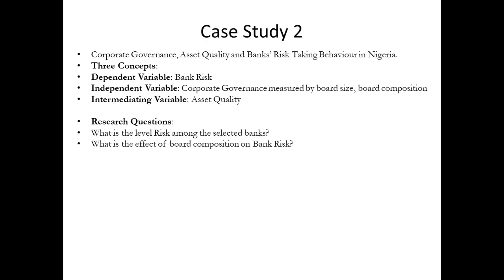Now the second question is: what is the effect of board composition on bank risk? This is an inferential issue. Look at that question. It's looking at how board composition, which is a measure of corporate governance, what effect it has on banks taking risk. Now, the other one is: what is the role of asset quality on the corporate governance and bank risk relationship? Because corporate governance can influence bank risk.